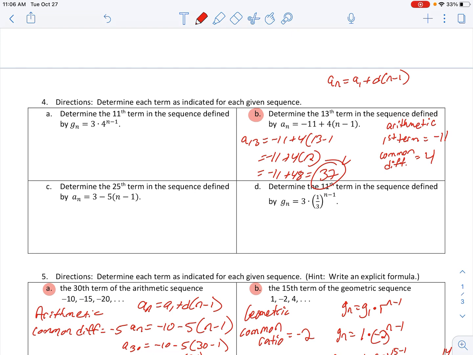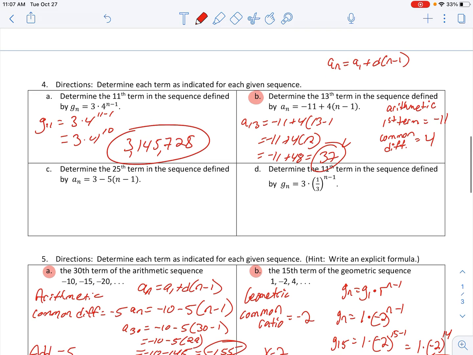All right, 4A. Here, we want to find the 11th term. So we're going to plug in 11 for n, and then do order of operations. And then you go to your calculator, and let's type in 3 times 4 to the 10th power. Type it in exactly as you see that. And we get 3,145,728.